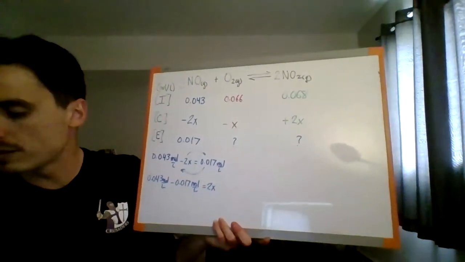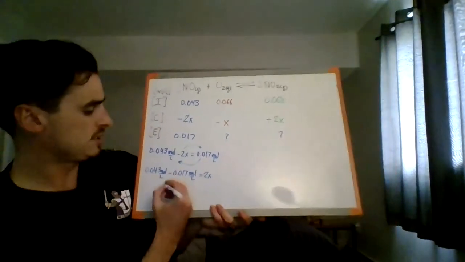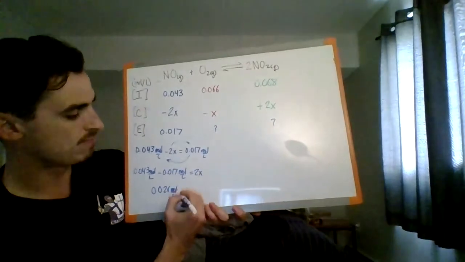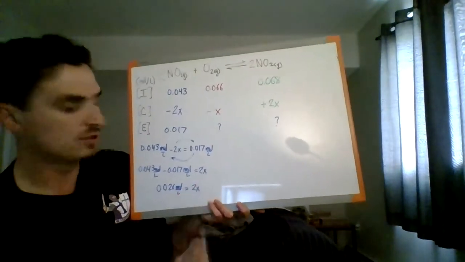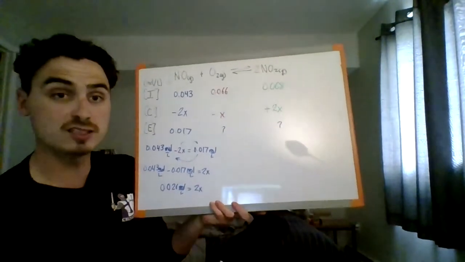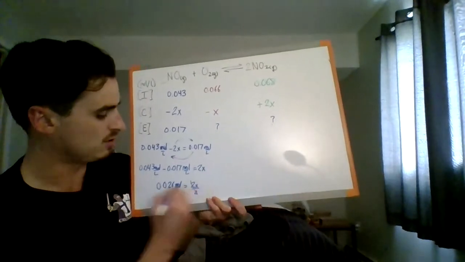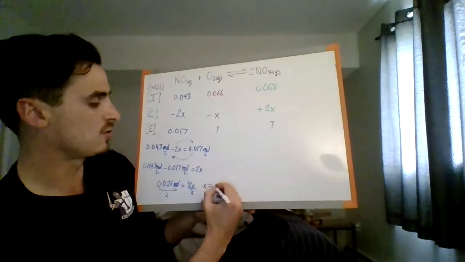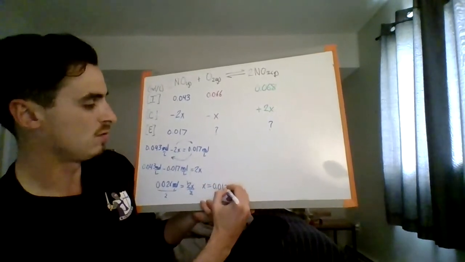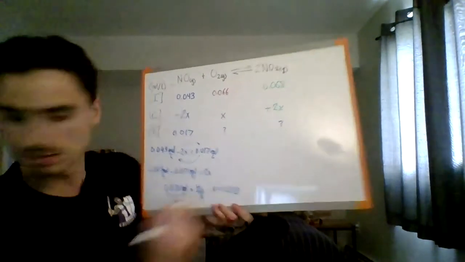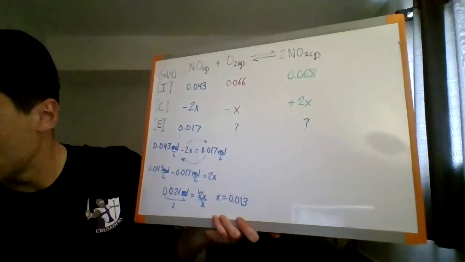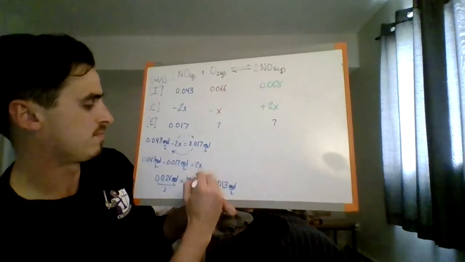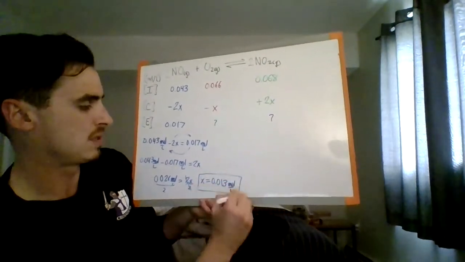0.043 minus 0.017 is 0.026 moles per liter. But that is equal to 2x. So what do I need to do to both sides? Divide by 2. And you're going to get that x is equal to 0.013 moles per liter.